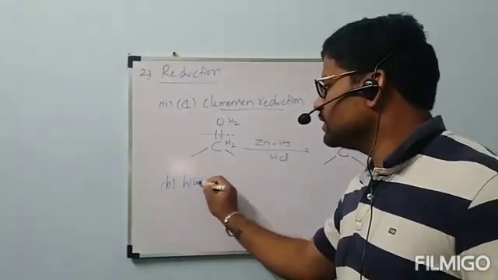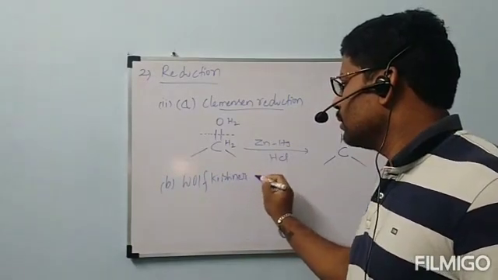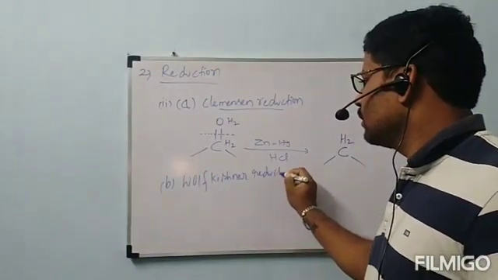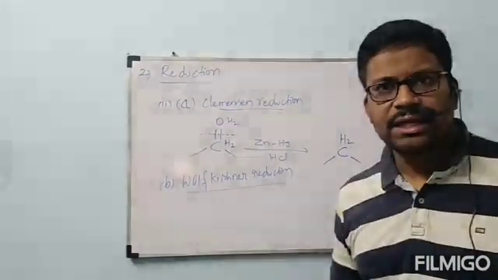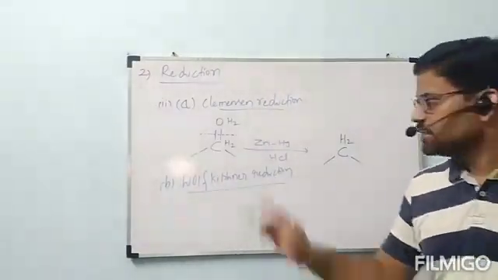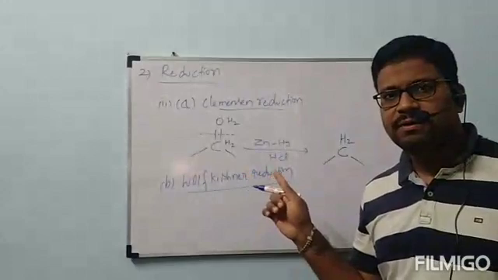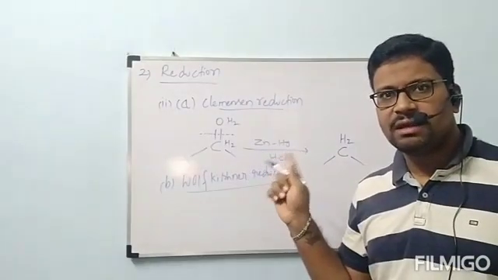That is Wolff-Kishner reduction. Generally, aldehydes or ketones will undergo reduction to form alcohols only. Correct. But these two are exceptional cases, right? C double bond O is converted to CH2. You need to remember this very carefully.